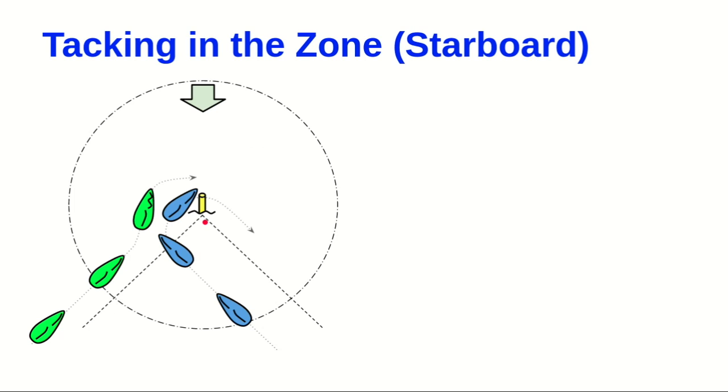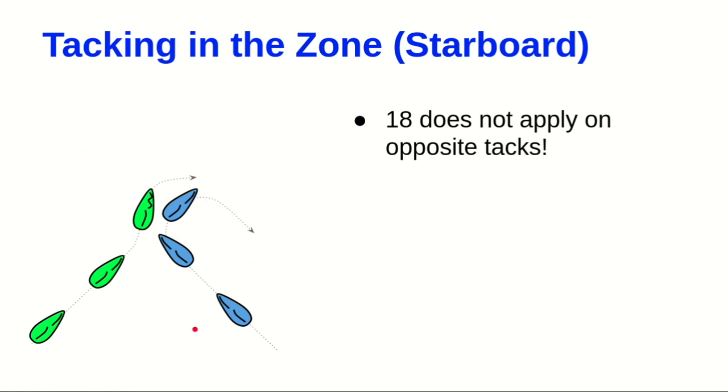So, tacking in the zone on a mark we leave to starboard. We saw earlier that 18.3 was a special rule about tacking in the zone for a mark we left to port. So what does it mean if you tack in the zone for a mark you have to leave to starboard? Does Rule 18 say anything about this? Well, Rule 18 doesn't apply to boats on opposite tacks on a beat to windward in this case. So therefore, 18 doesn't apply. It's as if there was no mark.